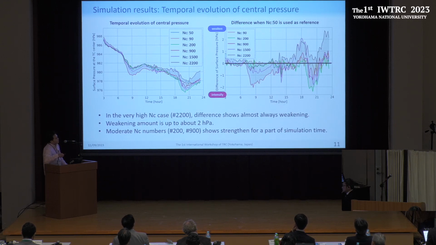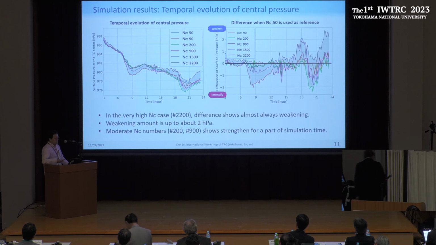So it's good, but if you look at moderate NC numbers, for example 200 or 900, you can see that for part of the simulated time, intensification is observed in some cases. So it's implied that the operation of this kind of intervention is pretty difficult.